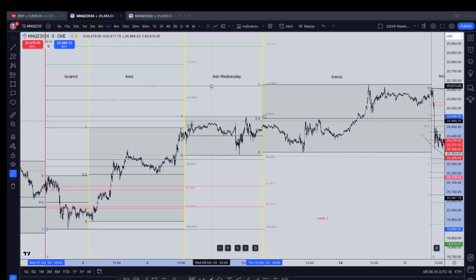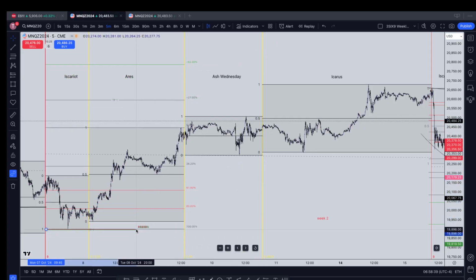First, I wanted to show you my take profits for this week, how it actually played out. I'm just going to minimize this for now. Okay, I want you to just focus on this part right here. Now that we broke out of Iscariot, this is Aries, right? Now, after we closed on Aries, where would be my take profit really, right?